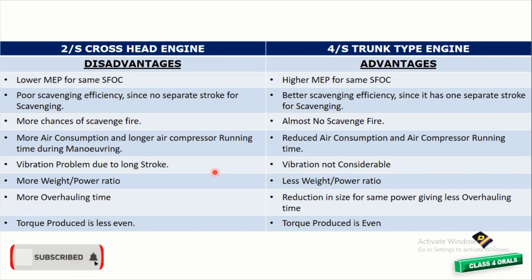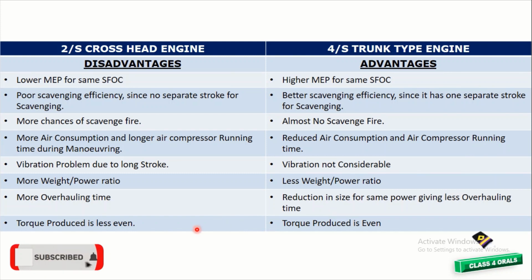The 2-stroke engines have a vibration problem due to the long stroke, while the vibration is not considerable in the 4-stroke trunk type engine. A higher weight to power ratio is there in the 2-stroke crosshead engine, while a lower weight to power ratio is there in the 4-stroke. The 2-stroke engine has more overhauling time, while the reduction in size for the same power gives less overhauling time in the case of the 4-stroke trunk type engine.